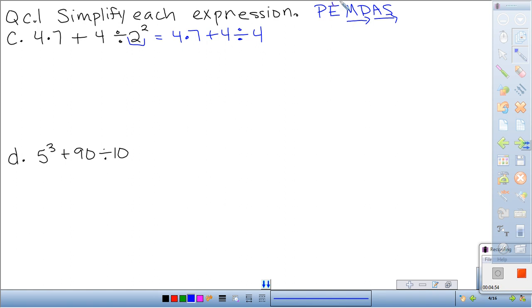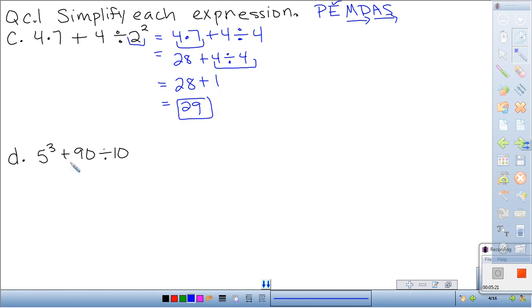Since we've done our exponents, we now want to move on to multiplication division. Again, work those left to right. So I come to multiplication first. 4 times 7, 28, plus 4 divided by 4. Leave the rest alone. And then division, we always multiply, divide before we add or subtract, so I have to divide first. So I have 28 plus 4 divided by 4, which is 1. And 28 plus 1 is finally 29.